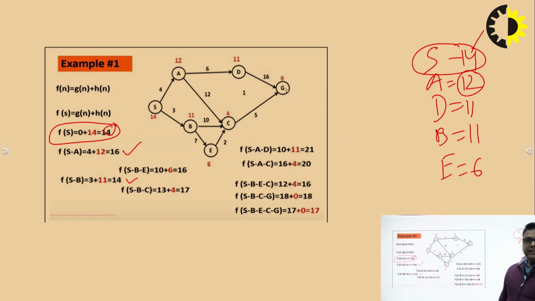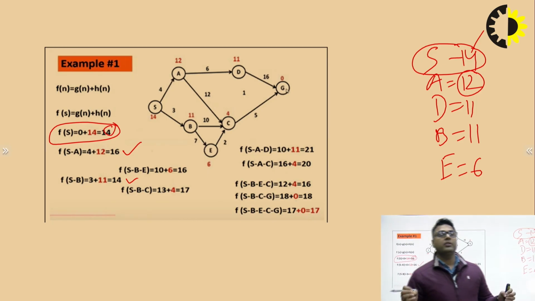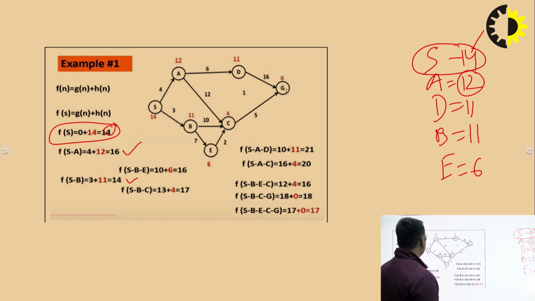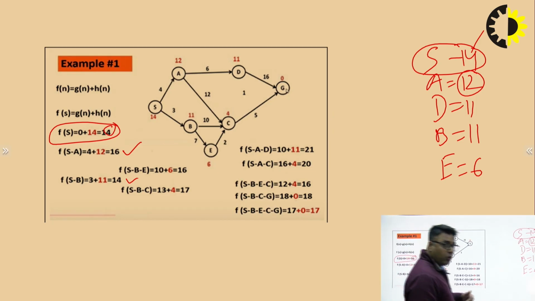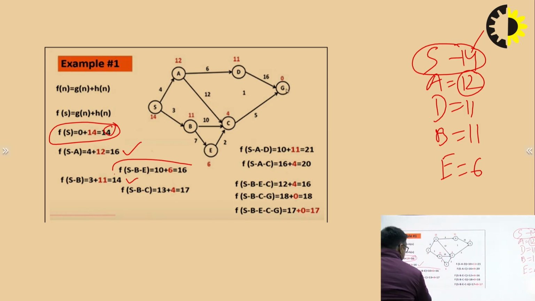So which path do we follow? As already said, we take the minimum cost value, so I have to follow the S to B path, whose cost is minimum. When you go S to B, B is again divided into two paths, B to C and B to E.